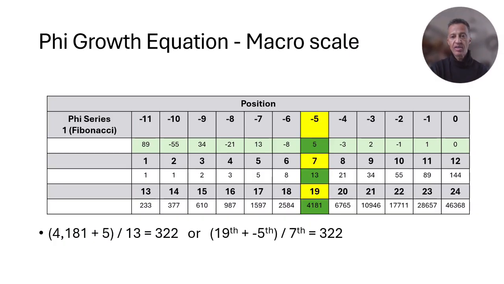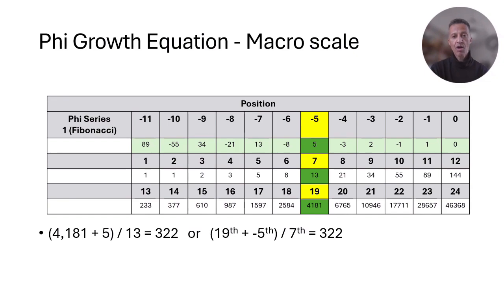Here I just wanted to give you another example of how this equation works. In this particular example, we have again the position values below that initial 1 starting value, going all the way back from 0 to the minus 11th position values. So in this case, I'm going to start at the 19th position value, which is 4,181, and add the minus 5th position value, which is actually plus 5. Then I'm going to divide it by 13, which is the 7th position value. So the 19th plus the minus 5th position value divided by the 7th equals 322.